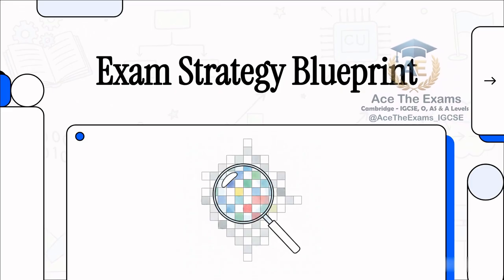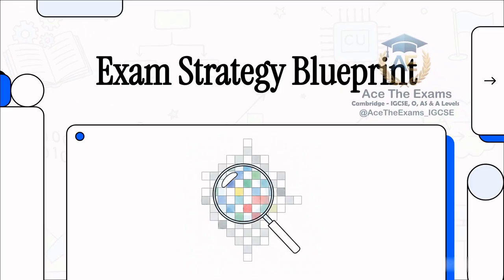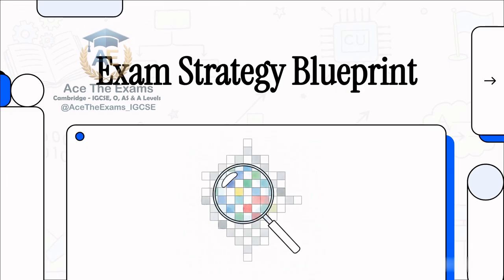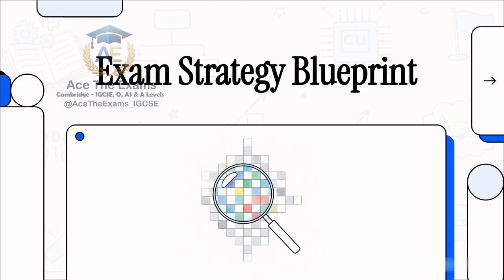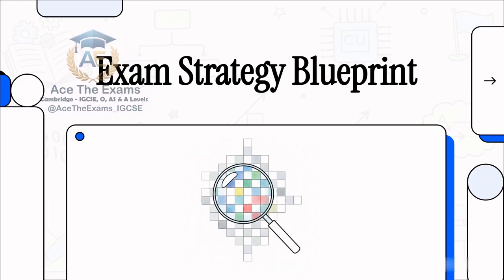Whether you are tackling the 0478 IGCSE, the 2210 O Level, the 0417 ICT paper, or even stepping up to the 9618 A Level, the security system you're up against is the exact same: the Cambridge Examiner's Mark Scheme.